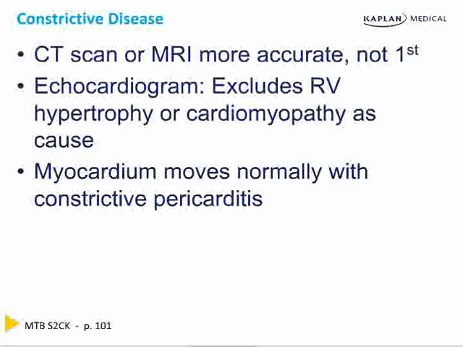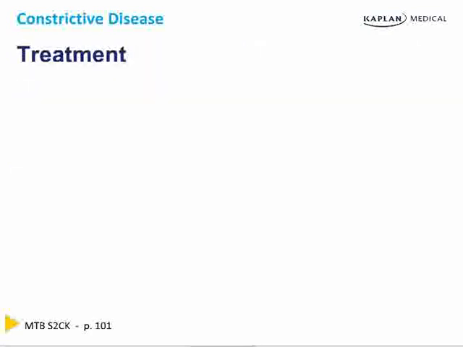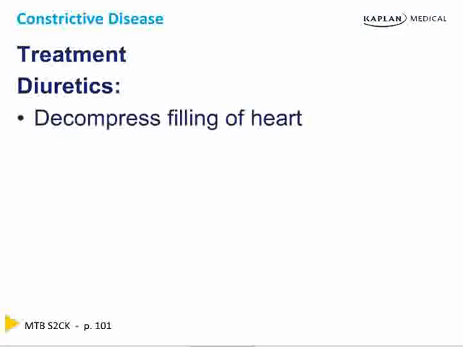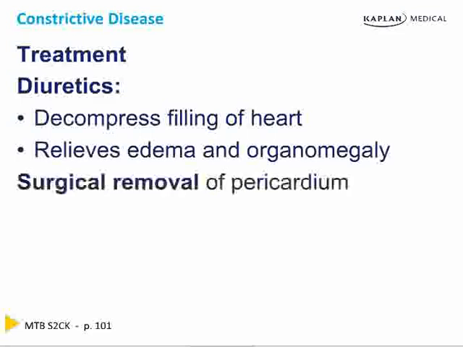Constrictive pericarditis is an anatomic disease. It has an anatomic presentation: big edema, big liver, big spleen. It has an anatomic test, x-ray, CT. It has an anatomic treatment: remove it. There's just no good medical therapy for constrictive pericarditis. Diuretics will decrease the fluid overload in people's edema and in their liver and their spleen and decompress the filling of the heart, but you can't diurese your way out of a constrictive pericarditis. You can't diurese your way out of calcification.